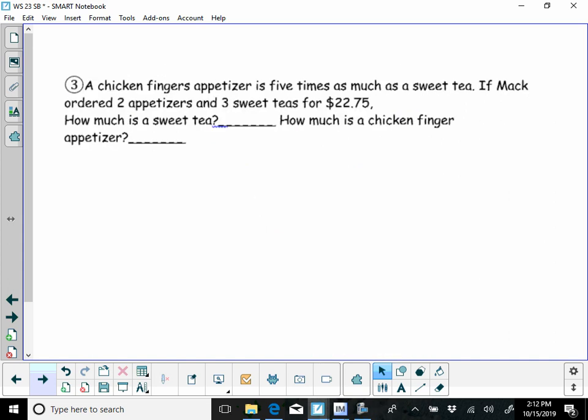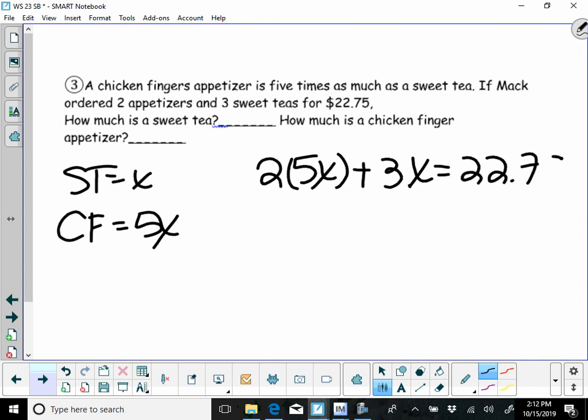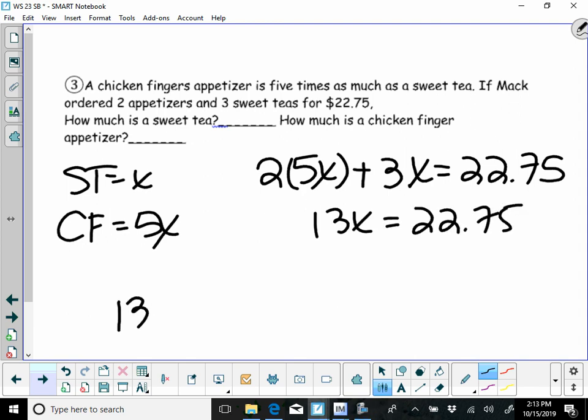All right, chicken finger appetizers here. Chicken fingers cost 5 times as much as a sweet tea. So sweet tea is your X, and chicken fingers are 5X. 2 appetizers, so that's 2 times 5X, 3 teas, and the total is 2275. These are calculator inactive, so that's 10x plus 3x is going to be 13x equals 2275. So you're going to need to be able to divide 13 into 2275 by hand. 13 goes into 22 one time.